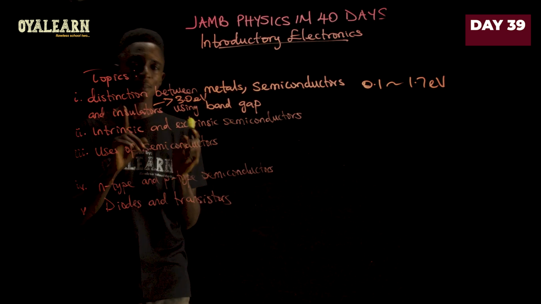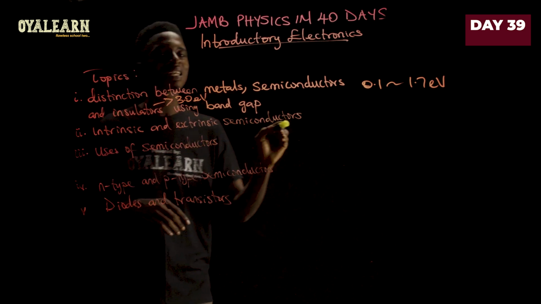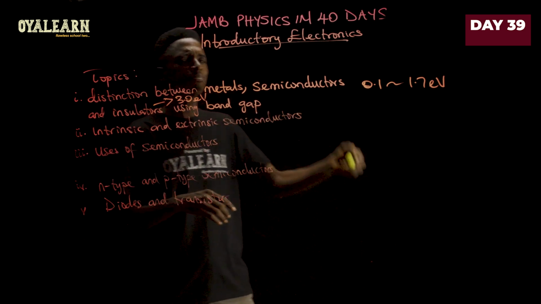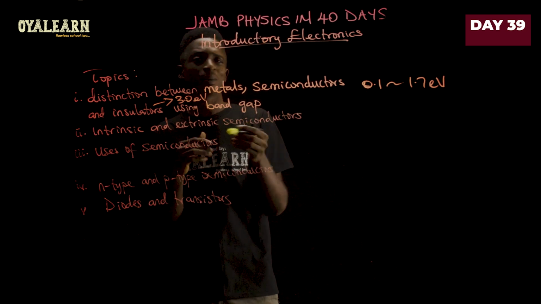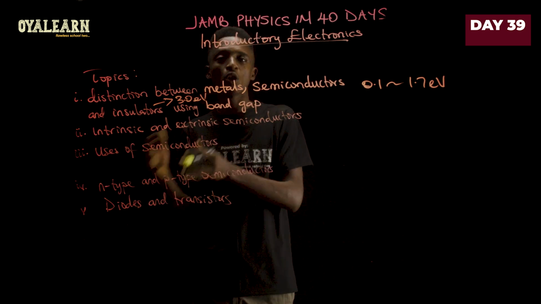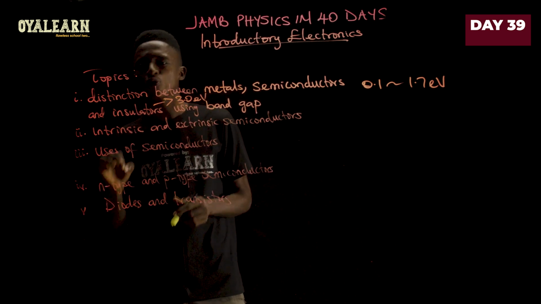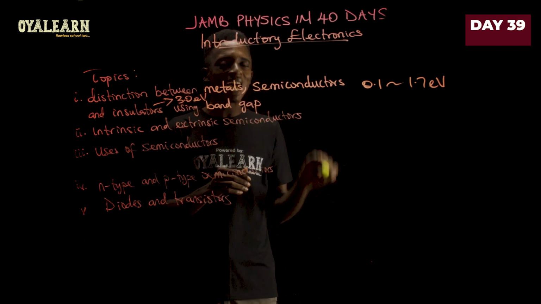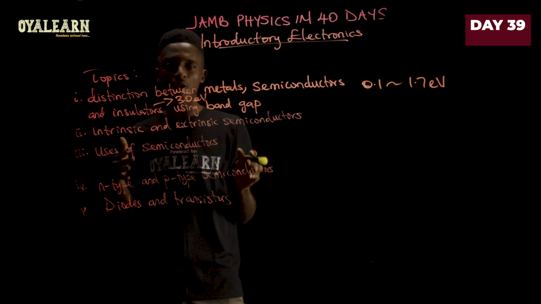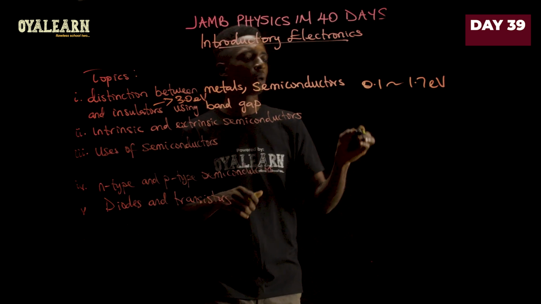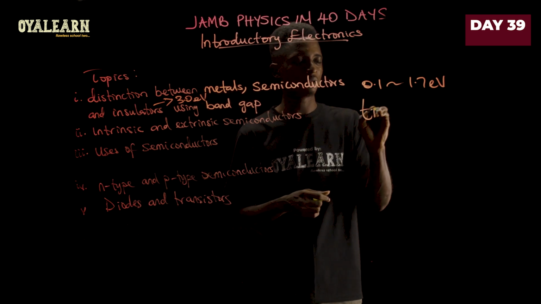But it's important that I mention this. When we say extrinsic semiconductor, we don't just mean that impurities have been added to the pure semiconductor, but that we added a suitable amount of a particular type of impurity. Now, there are two types of impurities that we add. We have what we call the trivalent impurities.